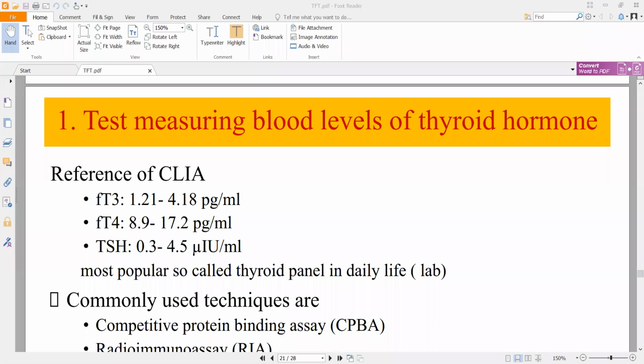Right, guys, let's start. Coming back to your TFT, today we'll complete TFT.